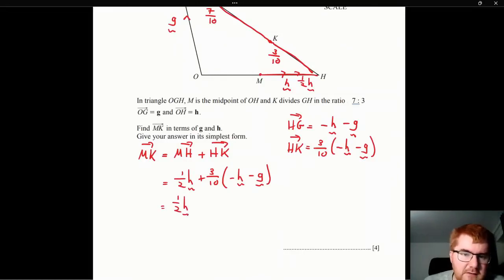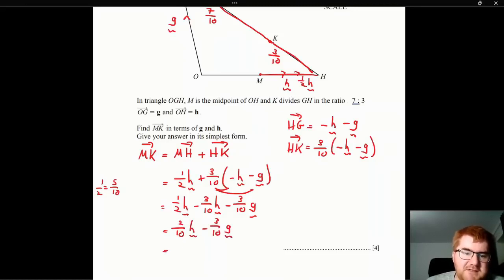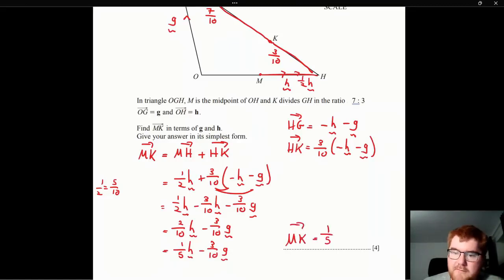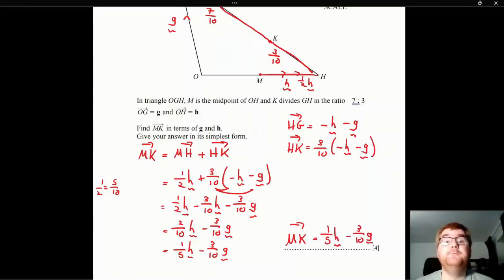So a half H, remember we multiply like a single bracket, so we get minus 3 over 10H minus 3 over 10G. Notice here we can simplify the H's. 1/2 is equal to 5 over 10. So 5 over 10 minus 3 over 10 is 2 over 10. We're not quite finished at this point because 2/10 is the same as 1/5. And so we get our final answer for MK, which is 1/5 of H minus 3/10 of G.